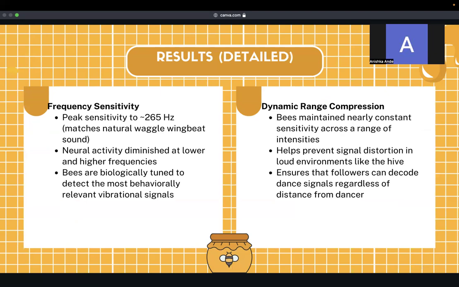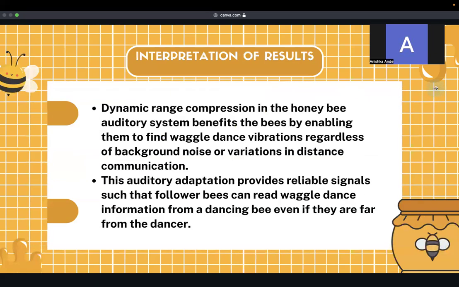And again, with dynamic range compression, bees maintain nearly constant sensitivity across a range of intensities. This helps prevent signal distortion in loud environments like the hive. It also ensures that followers can decode dance signals regardless of the distance from the dancer.